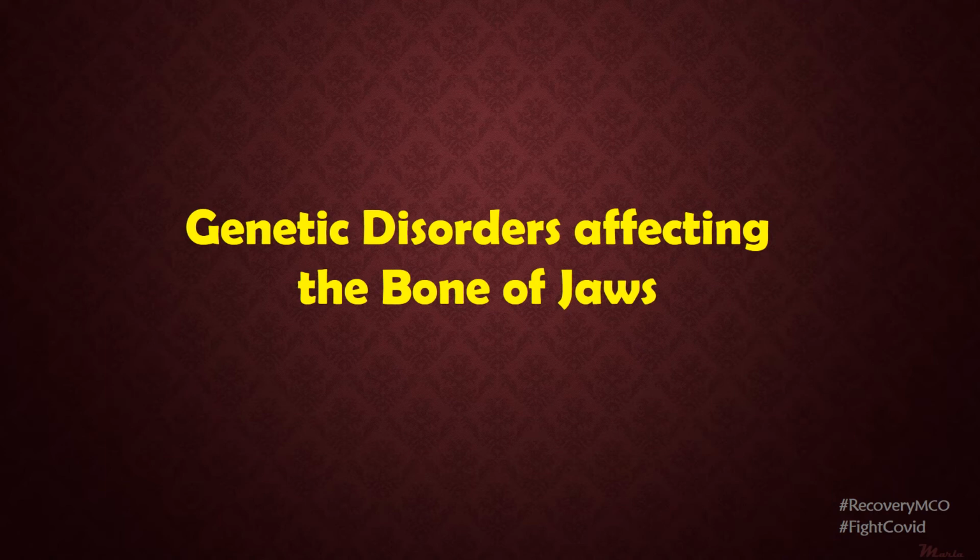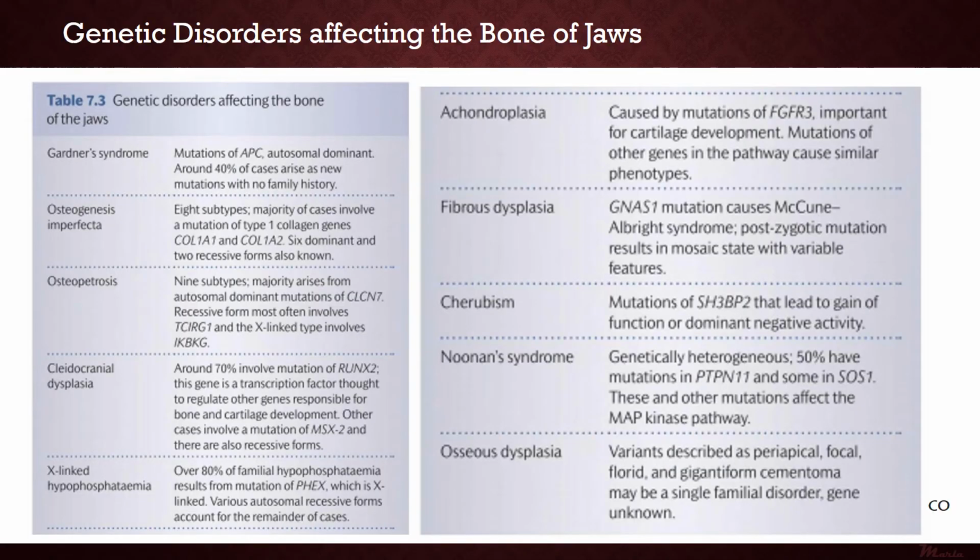Moving on further from inflammatory lesions, we will discuss the genetic disorders affecting the bone of the jaws. Various genetic disorders are associated with the jaws. We should be able to identify these. The table here shows a list of such genetic disorders. We need to be aware of the main features associated with these, the most significant clinical feature, along with any possible oral manifestations. It is advised that students remember these three main points for the genetic disorders affecting bone.